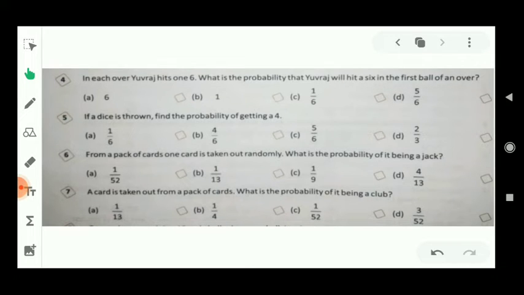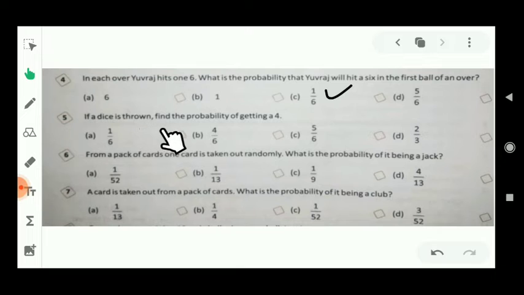So when we find out the probability that Yuvraj will hit a 6 in the first ball of an over, that means he hits only 1 six in each and every over. How many balls are there? 6. That means total possible outcomes will be 6, and for the first ball of an over he will hit a 6. That means 1 will be the possible outcome. So the probability will be 1 upon 6. That means which option will be right? Option number C. Let's see the next question.